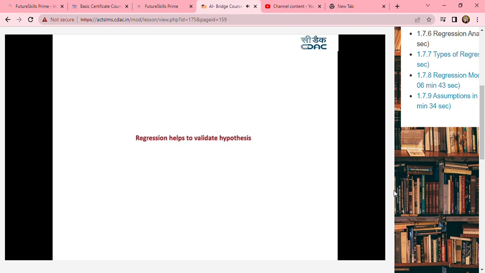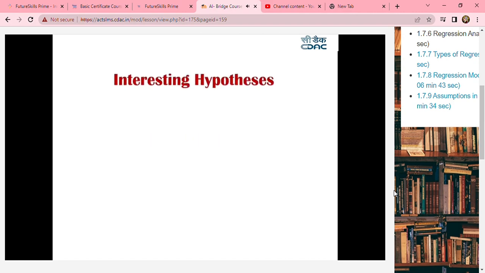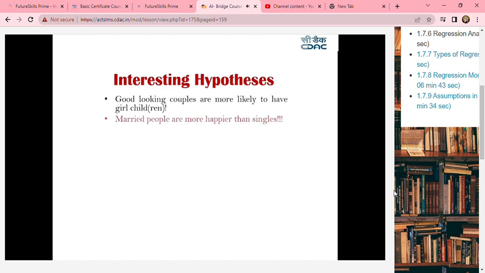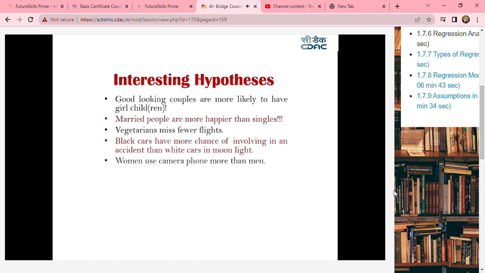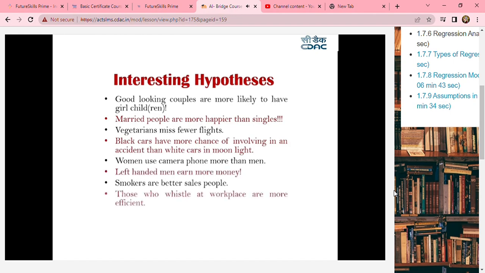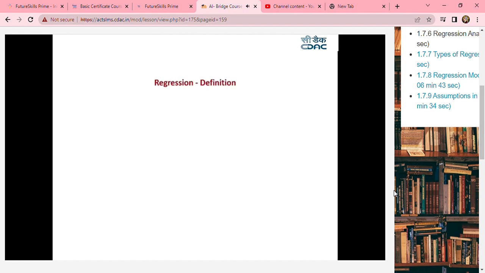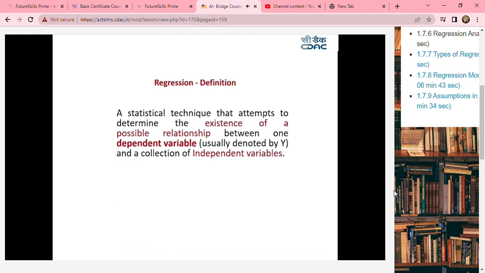Just like correlation helps you validate the hypothesis, in the same way regression also helps you validate the hypothesis. Some of the hypotheses taken from U. Dinesh Kumar's textbook of business analytics are hypotheses where regression analysis has been used to understand the relationship or association between these variables. Moving on to the regression definition: it is a statistical technique that attempts to determine the existence of a possible relationship between the dependent and the independent variables.